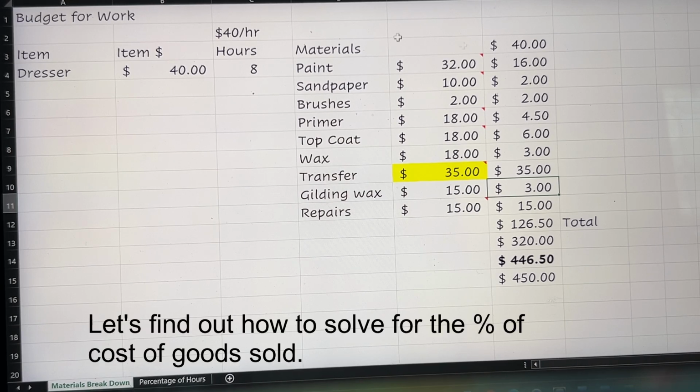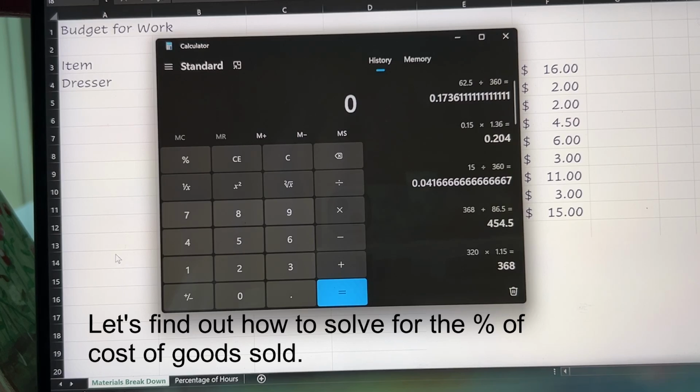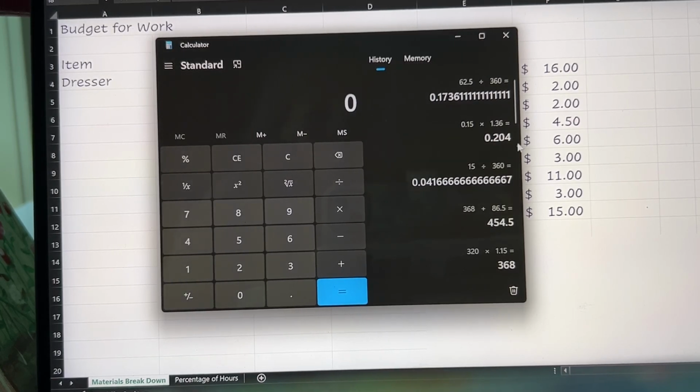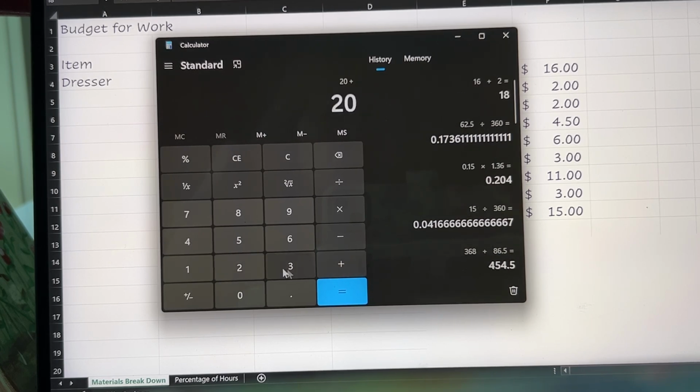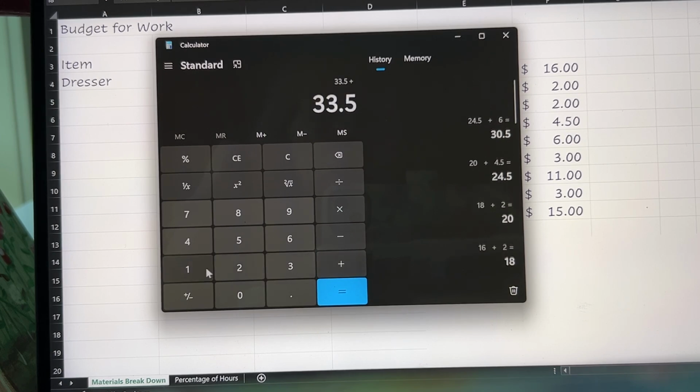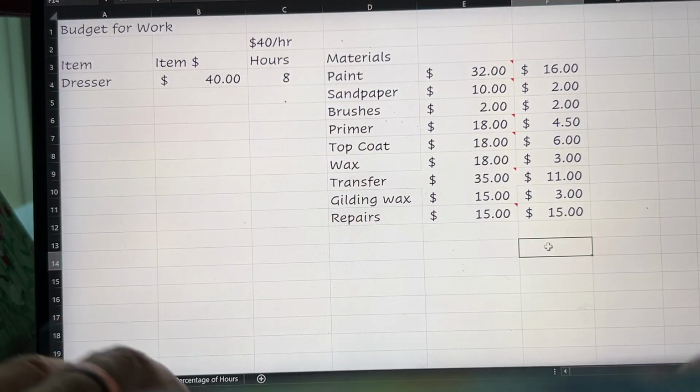So let's do one more thing. Okay, so let's see how I got that figure. And let's add these up separately again and see what happens. So it's 16 plus 2 plus 2 plus 4.5 plus 6 plus 3 plus 11 plus 3 plus 15 equals 62.50. Now let's put that right here.